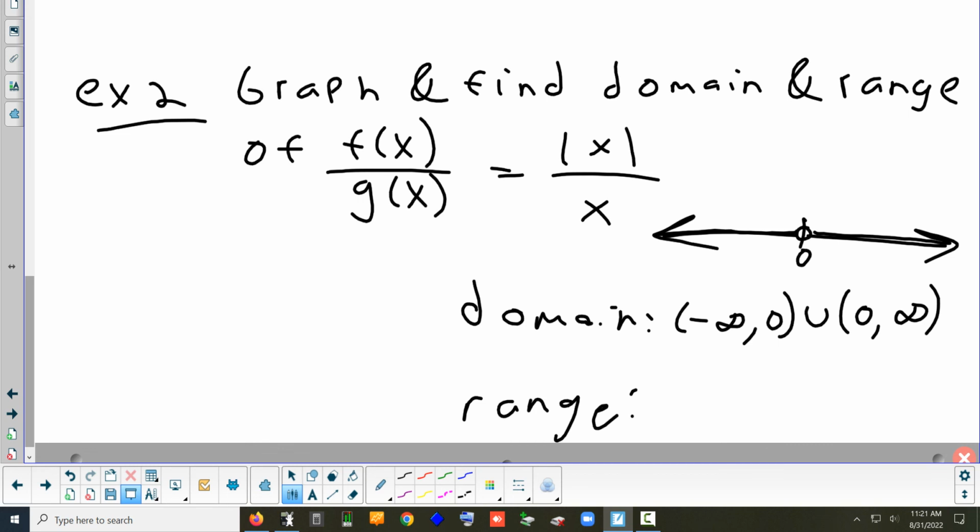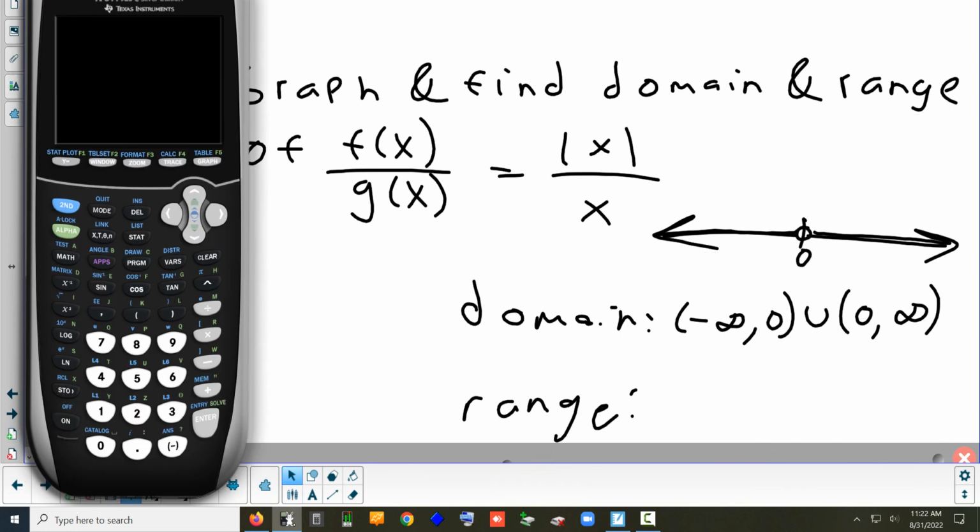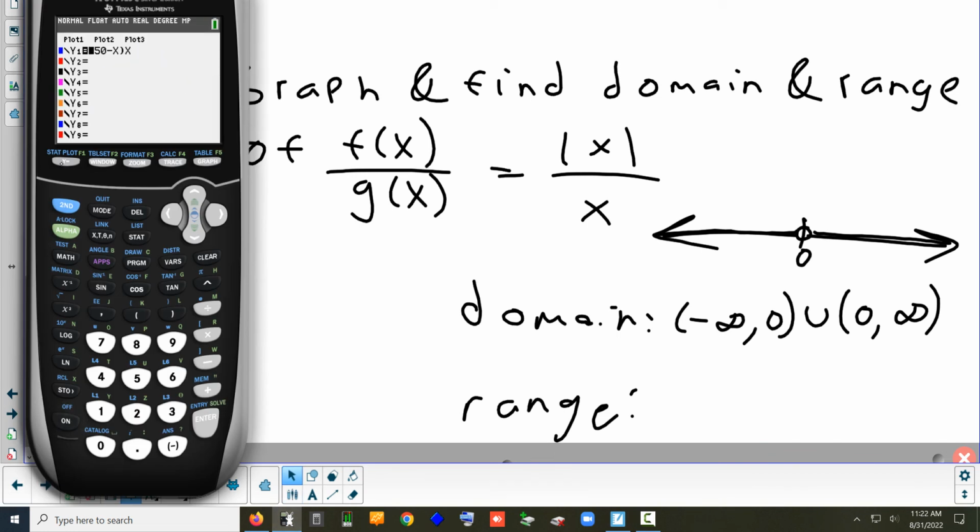Now, if you plugged 5 in for x, and you did it out, what would you get for an answer? 1. What if you plugged in 10? Still 1. 13? 1. Negative 8? Negative 1. So what's going to end up happening if we graph this is there's only 2 values in the range. That's it. No matter what you plug in for x, you're either going to get 1 as the answer, or you're going to get negative 1.